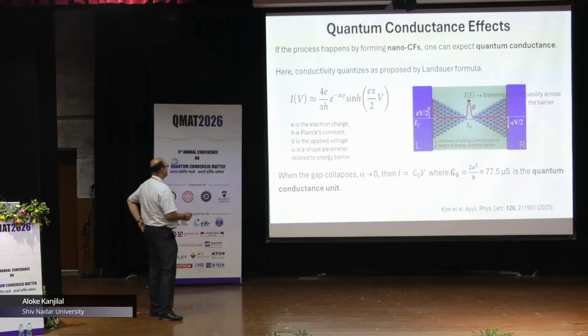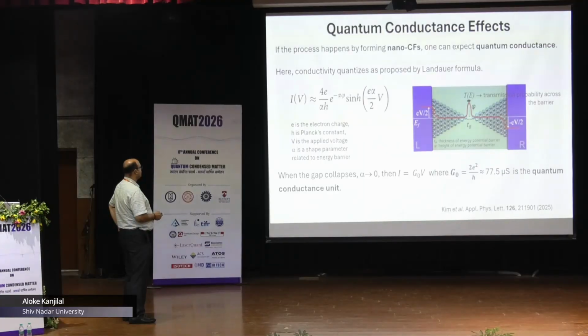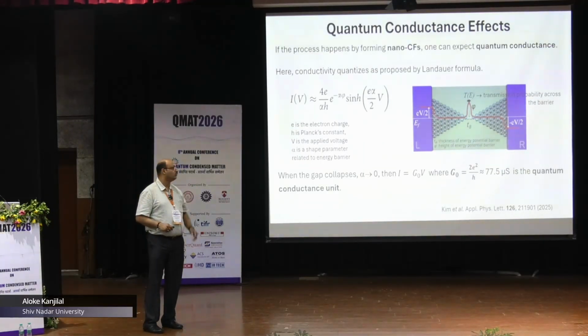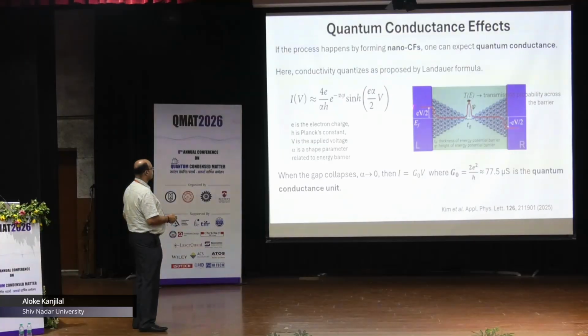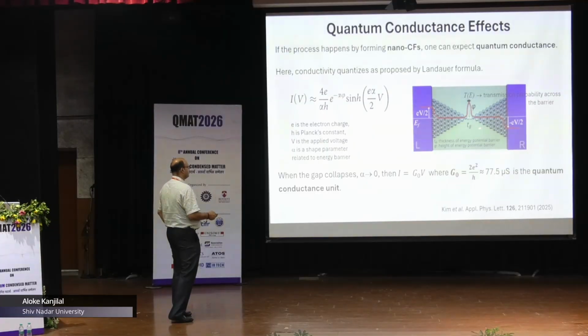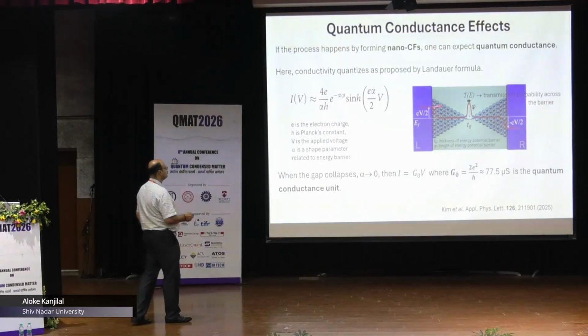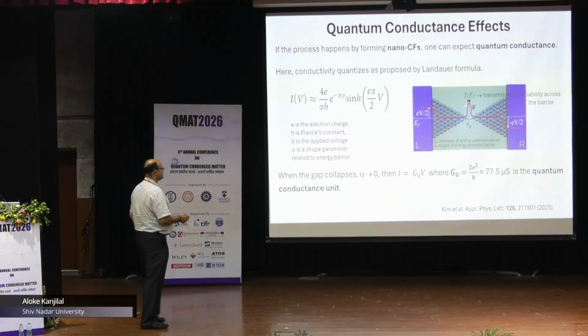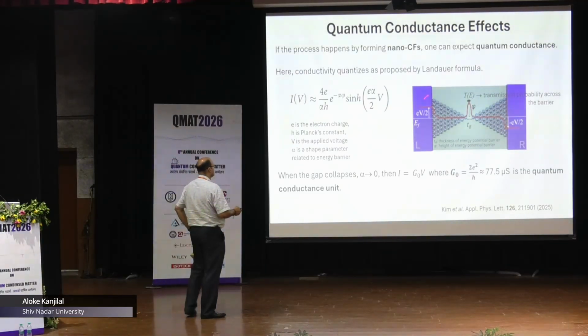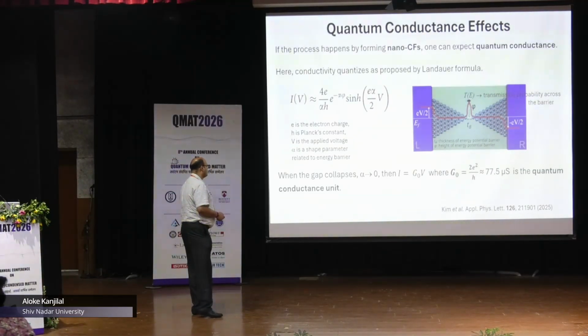So this is the formula you can see over here, where alpha is a kind of shape parameter, describing how the conducting filament end looks. Here we are showing a kind of projection. You can see the two edges, and at the end it is atomic dimension. Here the potential barrier is formed, and this is the gap, the potential gap through which the electron will travel. So the transmission probability ultimately controls how the current will flow through this.